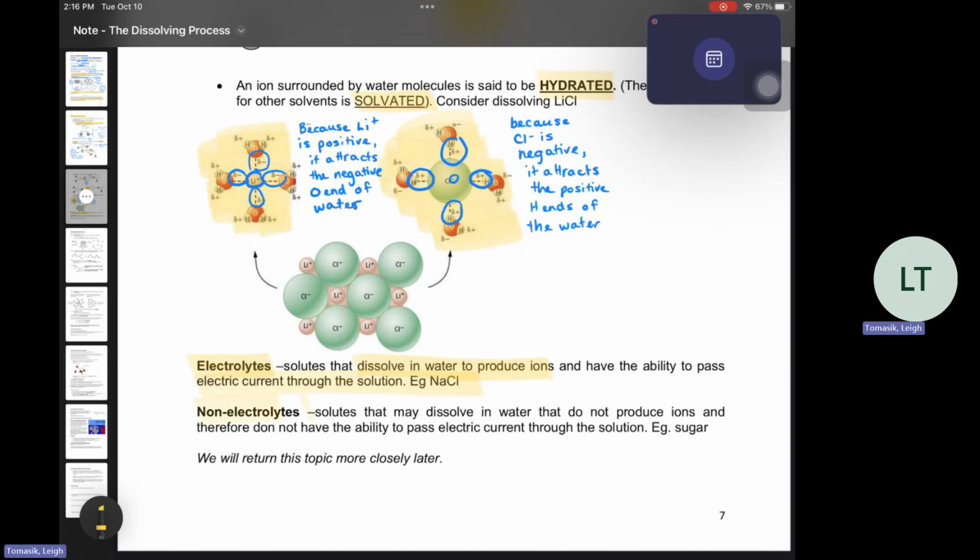Non-electrolytes are solutes that may dissolve in water, but they do not produce ions. So sugar will dissolve in water, but it's not an ionic compound, and it does not break down into ions. If you try the same thing with sugar water, with wires attached to a battery and a light bulb, and you stick two ends of the wire in the sugar water, nothing happens. The light bulb doesn't light up.